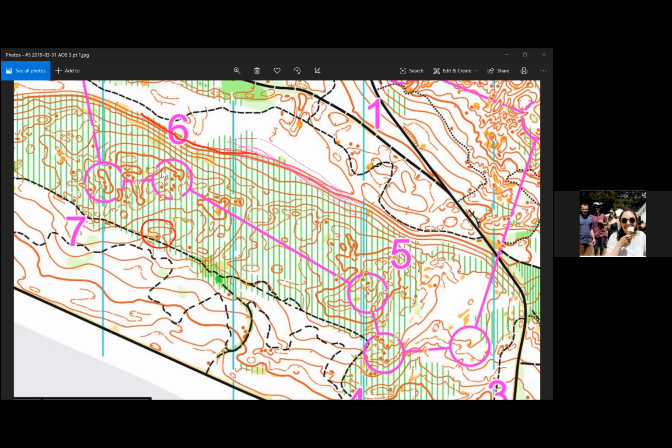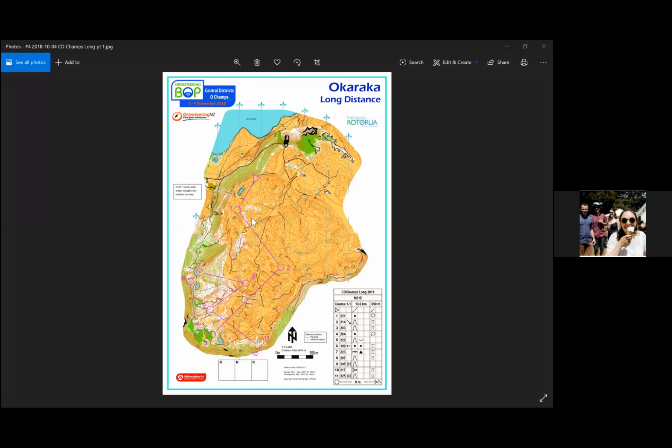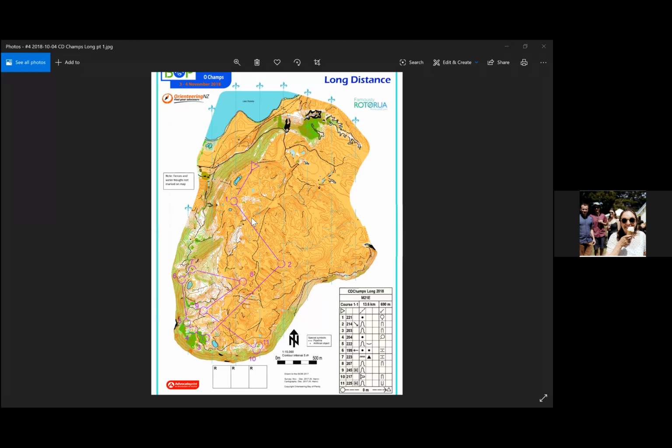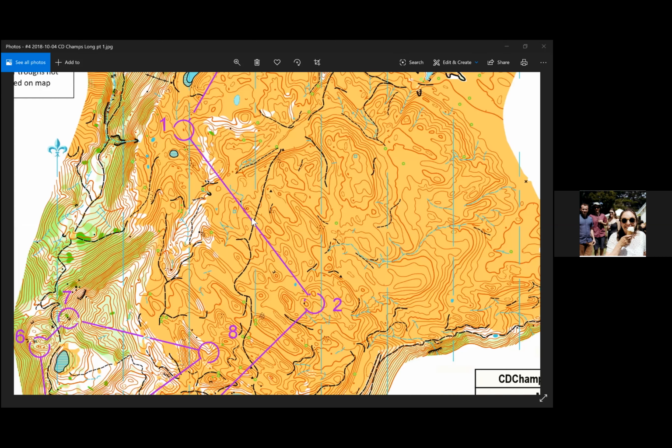Cool. Shall we jump on? I'm just looking at the time, Gene. We've got about 10 minutes to go. Should we just jump on to the last map we're going to do as an example? And in the meantime, if anyone's got any questions, now's a really good time to ask, because we can have a go at trying to explain them with a worked example on this Okaraka map. Any questions from anyone, or queries about how we might apply this in different terrain or anything like that?